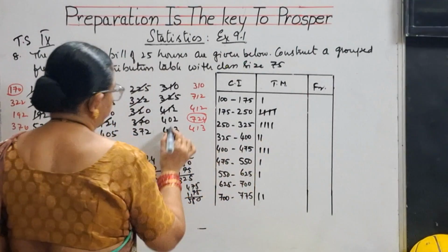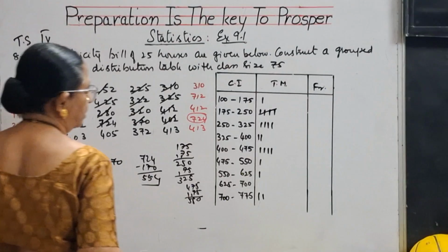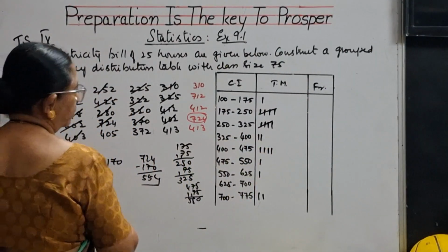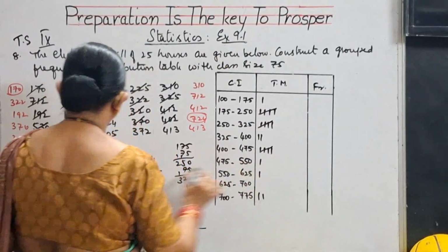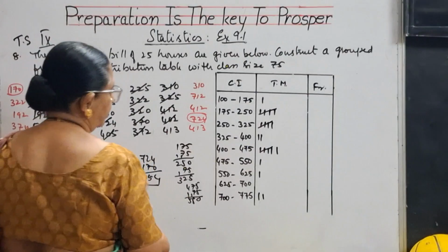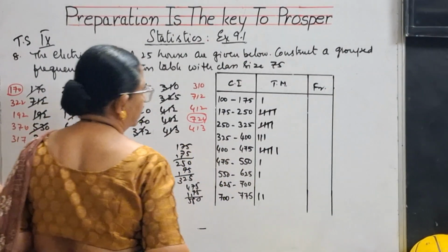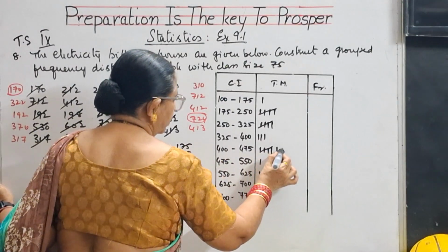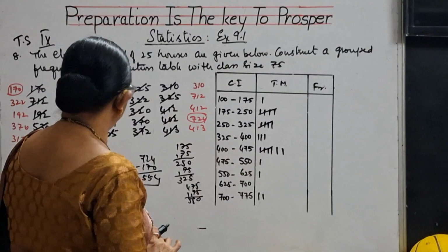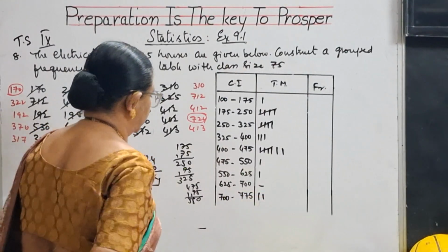370 will be here. 402 will be here. 317 will come here. 403 will be here. 405 will be here. 372 will come here. 413 will come here. That's all. These are the tally marks. So 625 to 700, you don't have any number, so it's a dash.